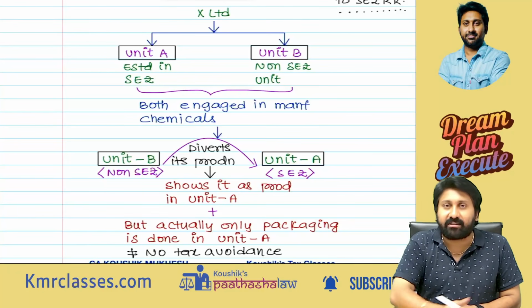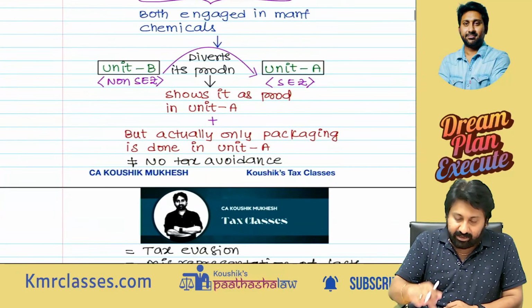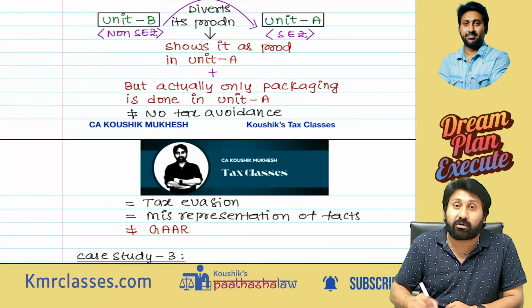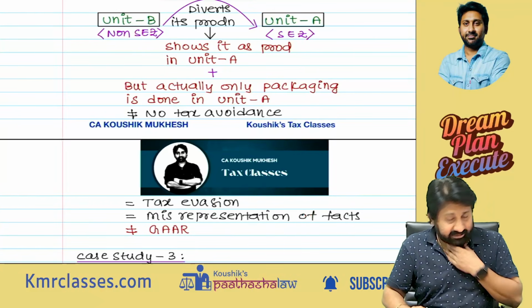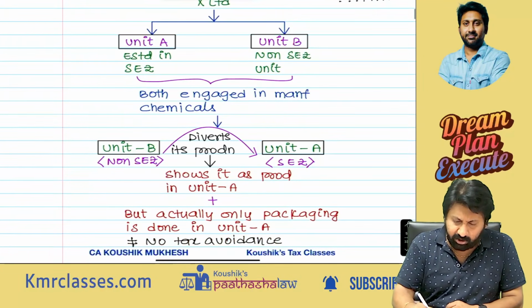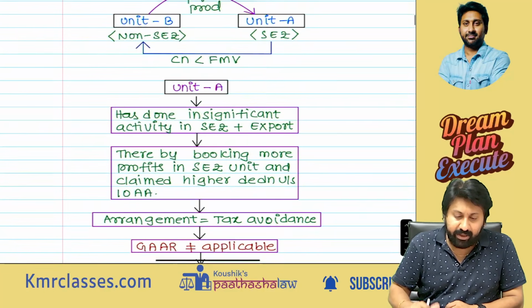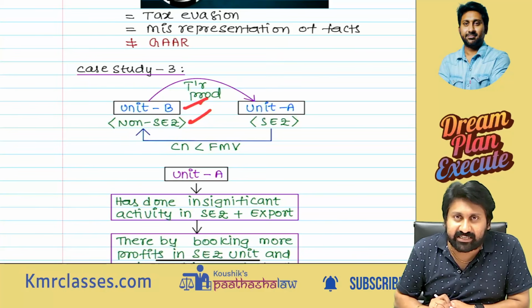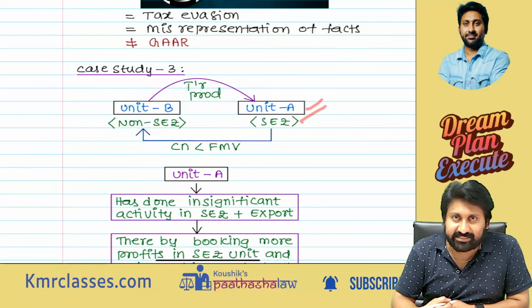Therefore, the lawmaker said that this will not be called tax avoidance. This will be tax evasion because there is misrepresentation of facts. So this is what we understood in that particular case. But here, what happened? Let us see. There is a Unit B in non-SEZ. There is a Unit A in SEZ.